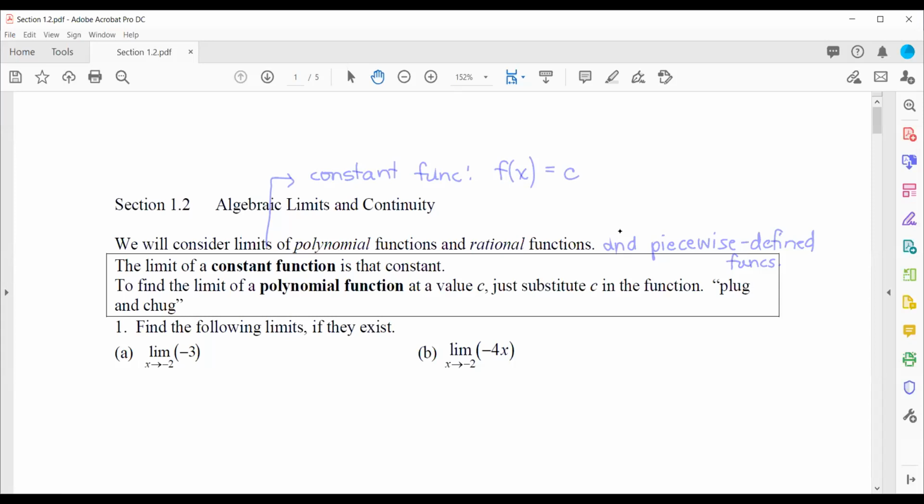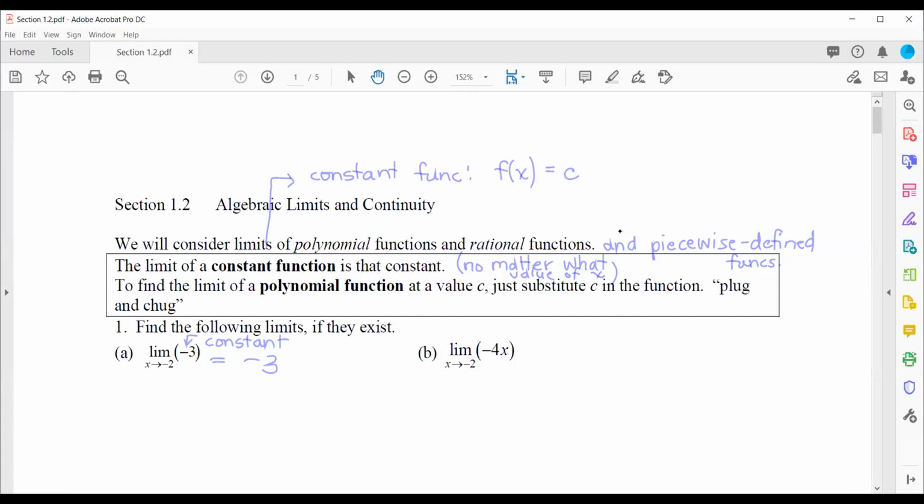The limit of a constant function is that constant, no matter what value of x we're looking at. So for example, 1a, here's my constant function, -3. The limit of a constant is a constant, so that limit is -3. The x value doesn't matter, be anything. All right.